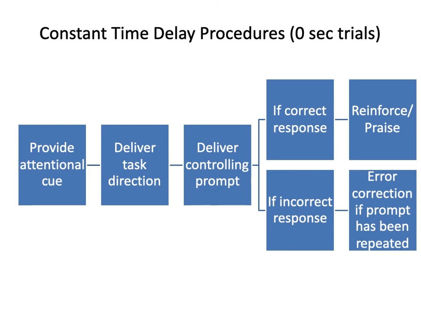So in the video example, the teacher called the child's name and provided task direction, what word, while showing the picture. The controlling prompt for this student was verbal prompts, right? So the teacher provided the prompt right away, the student made a correct response, and the teacher praised.